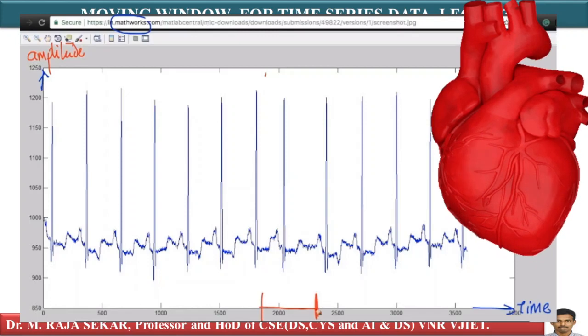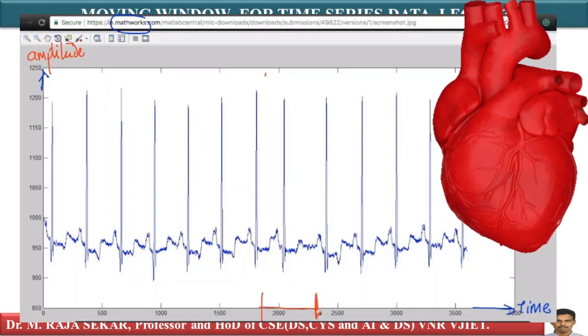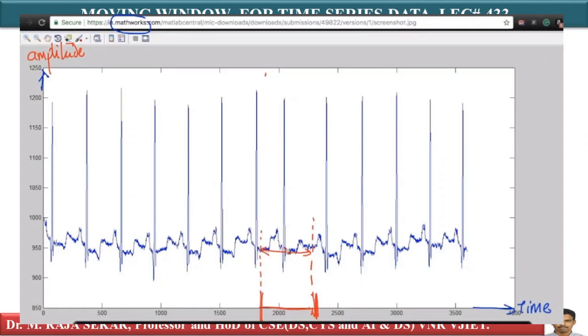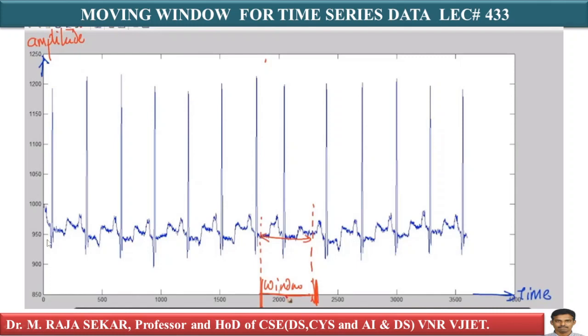Moving window works like this. It takes a window, a time split, from this point to this particular point. It will take all the data in the window. This is a small window of some width, and this particular thing is known as the window width.